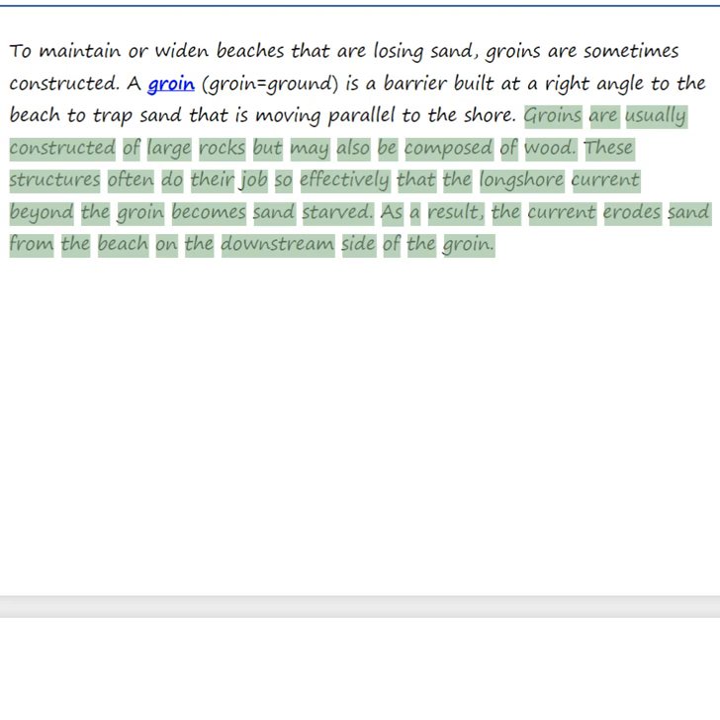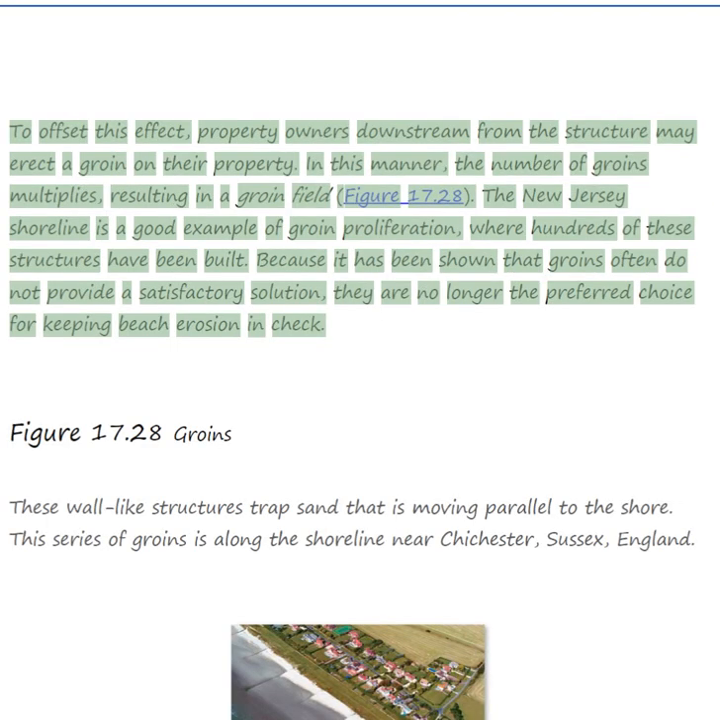These structures often do their job so effectively that the longshore current beyond the groin becomes sand-starved. As a result, the current erodes sand from the beach on the downstream side of the groin. To offset this effect, property owners downstream from the structure may erect a groin on their property. In this manner, the number of groins multiplies, resulting in a groin field.